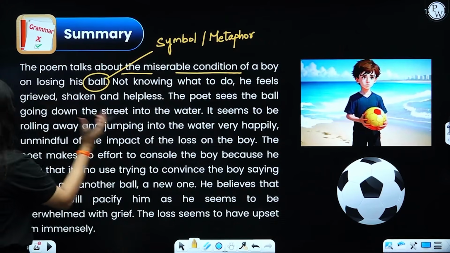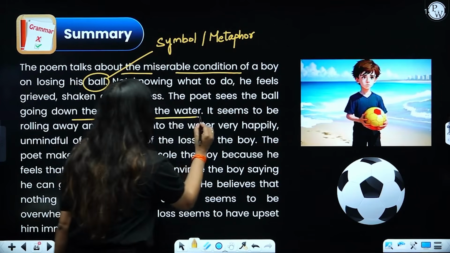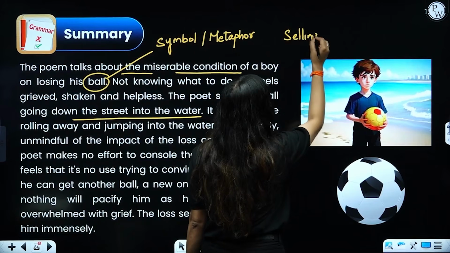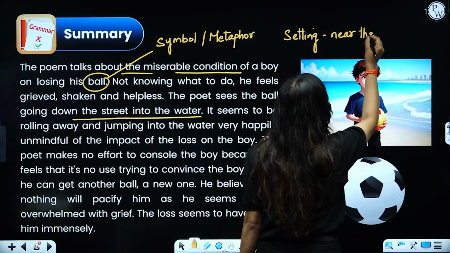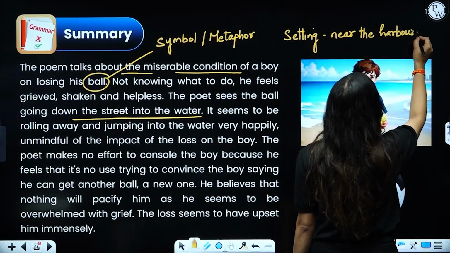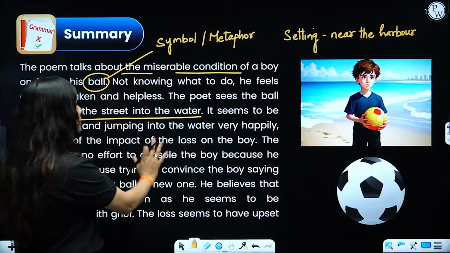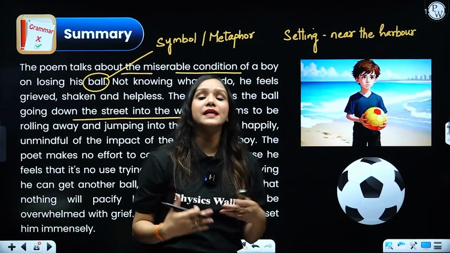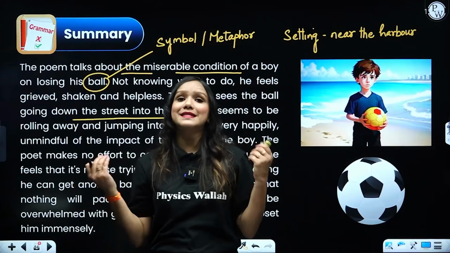Let's see. The poet sees the ball going down the street into the water. This tells us about the setting of the poem. Where is the setting? Near the harbor. All right, so let's know this thing. It seems to be rolling away and jumping into the water very happily. Just look at the movement of the ball. It merrily bounces, right?